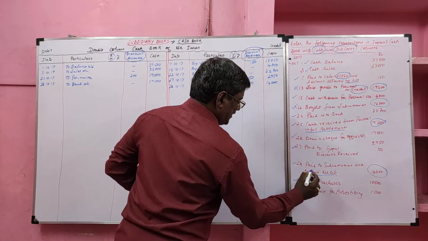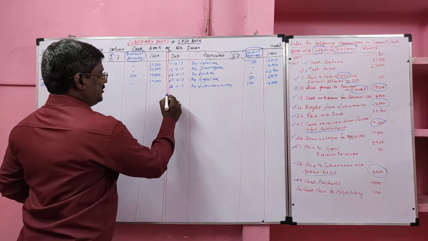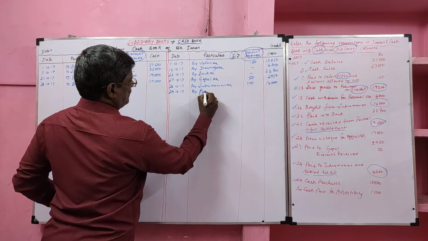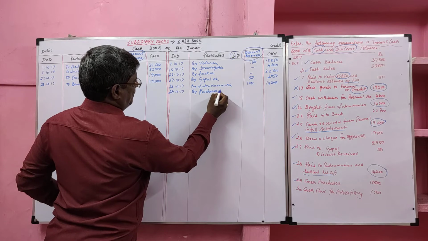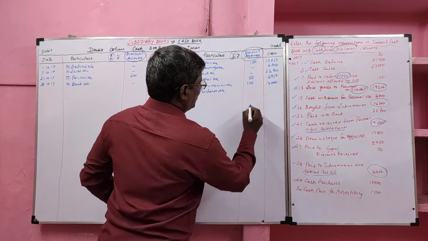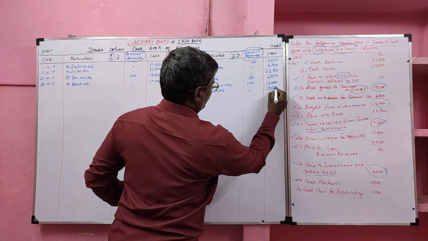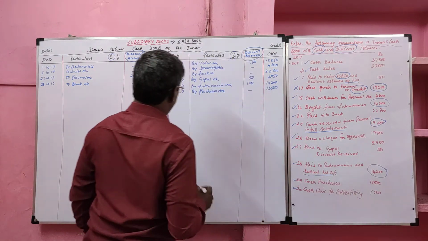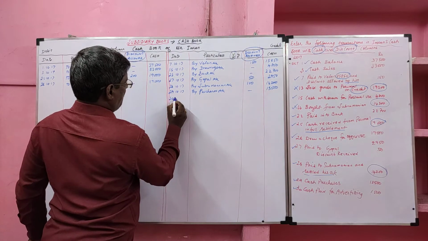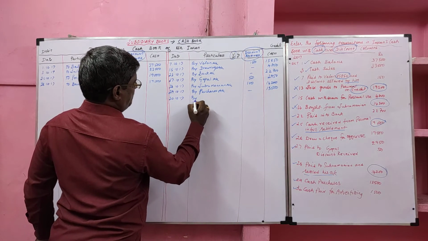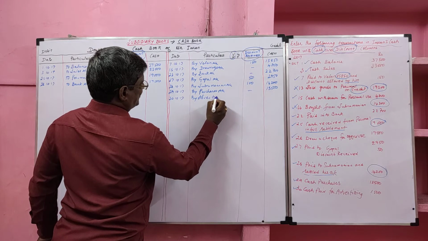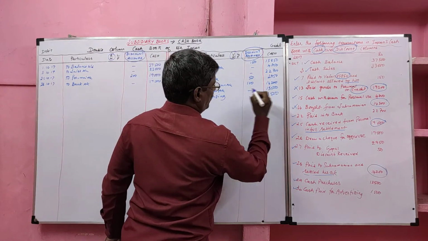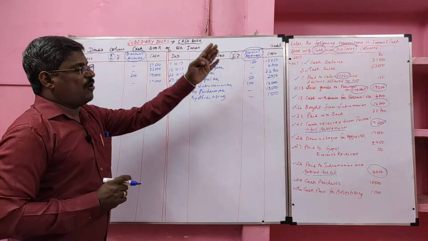Then cash purchase. When we buy goods, we have to make payment, so it's a payment, by purchases. How much? 13,500. Next, cash paid for advertising. It is a payment, by advertising. How much did we pay? 1,500. Okay, we completed all the transactions.